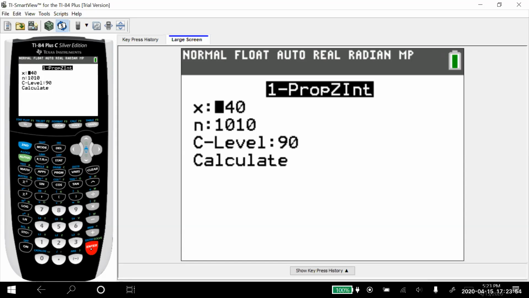This time X, now remember they didn't tell us, they just told us it was 38%. We can have it calculate it for us. We can say, oh, it was the 1,000 times 0.38.